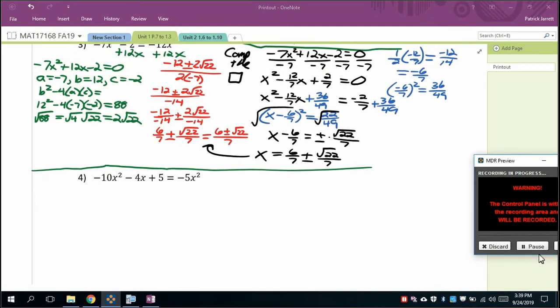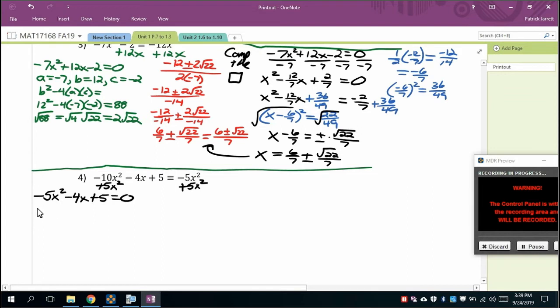Alright, so this next one, we're going to do using the quadratic formula, completing the square, and factoring. We couldn't factor that previous one, by the way, because if the discriminant is 88, the discriminant has to be a perfect square. So what we have now is negative 5x squared minus 4x plus 5 equal to 0.